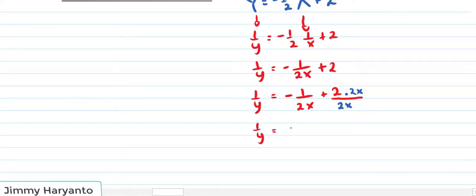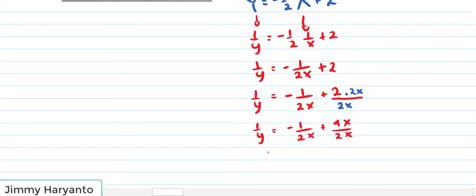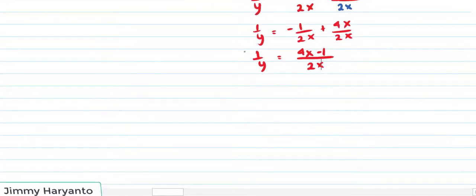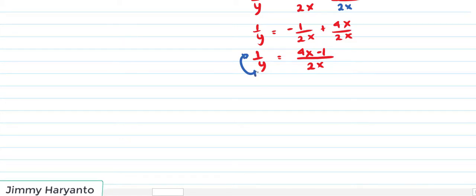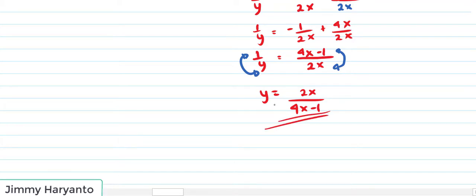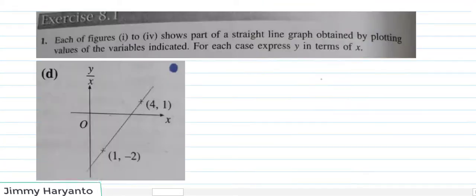1 over y equals negative 1 over 2x plus 4x over 2x. Because the denominator is already the same, I can join them together. It will be 4x minus 1 over 2x, and then I have to make it into y. Let's flip them: flip the left side and then flip the right side. It will become y equals 2x over 4x minus 1. There you go, y in terms of x for number C.